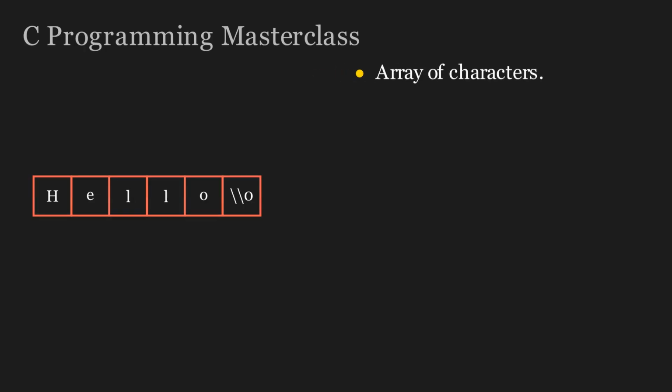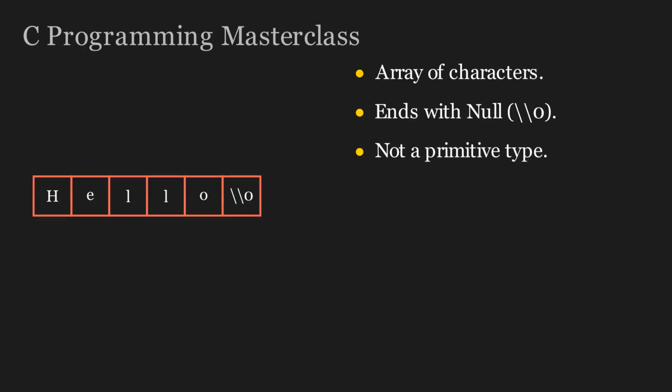In many languages, string is a basic data type. But not in C. In C, a string is simply an array of characters. If you want to store the word hello, C stores it as H-E-L-L-O. But how does the computer know where the string ends? It uses a special invisible character called the null terminator, written as \0. So hello requires 6 spaces in memory, 5 letters plus 1 null terminator.